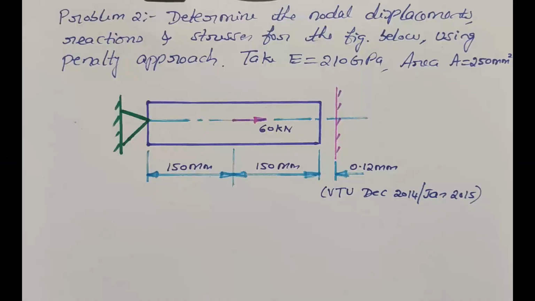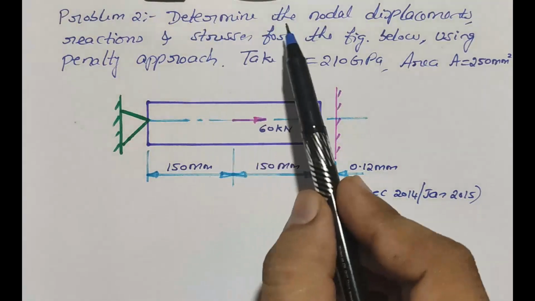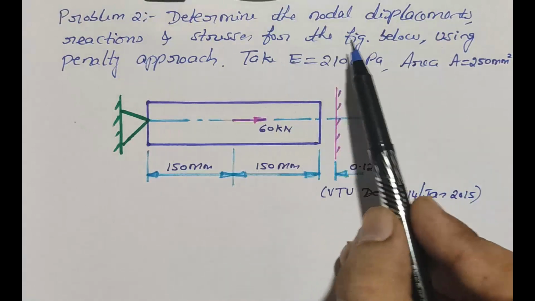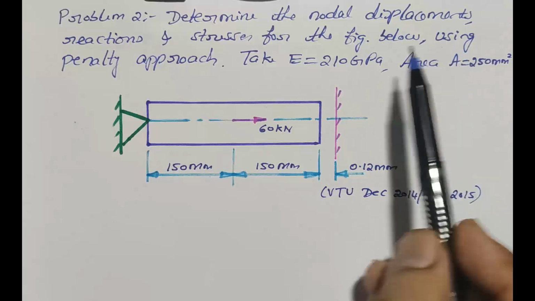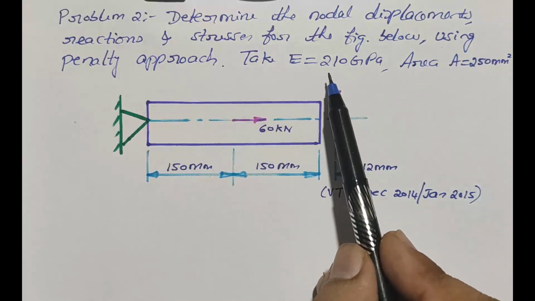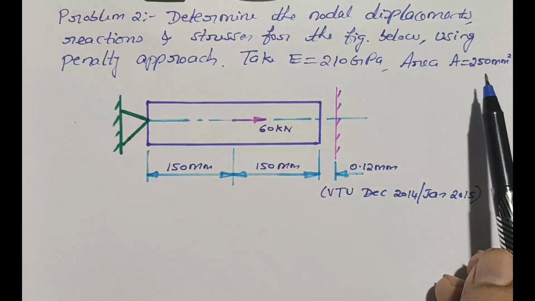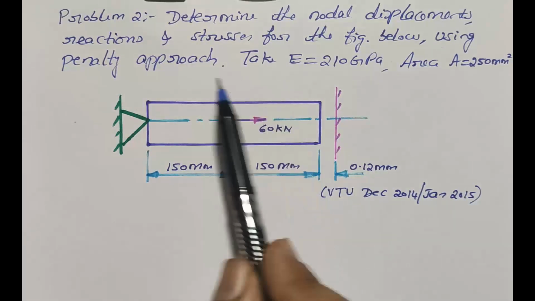See problem number 2 on penalty method of handling boundary conditions. See the problem. Determine the nodal displacements, reactions and stresses for the figure below using penalty approach. Take E is equal to 210 GPa, area is 250 mm square. This is the figure given.